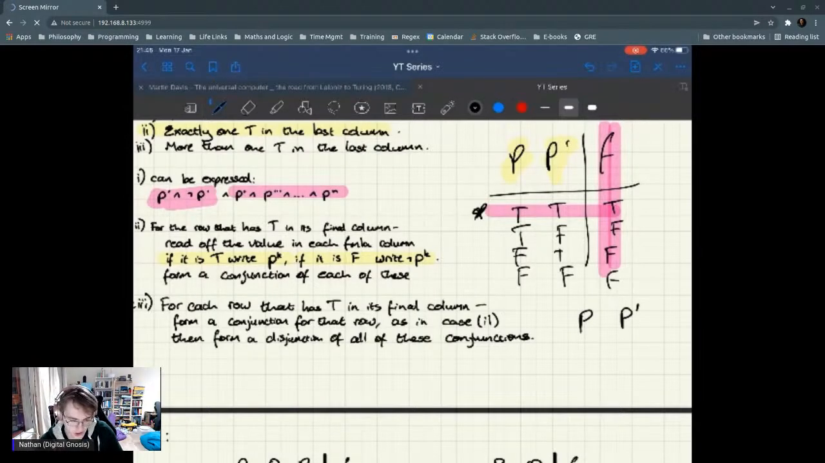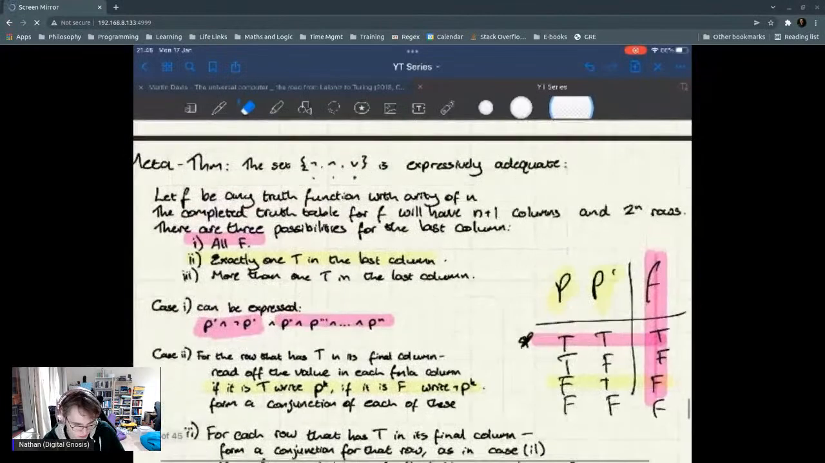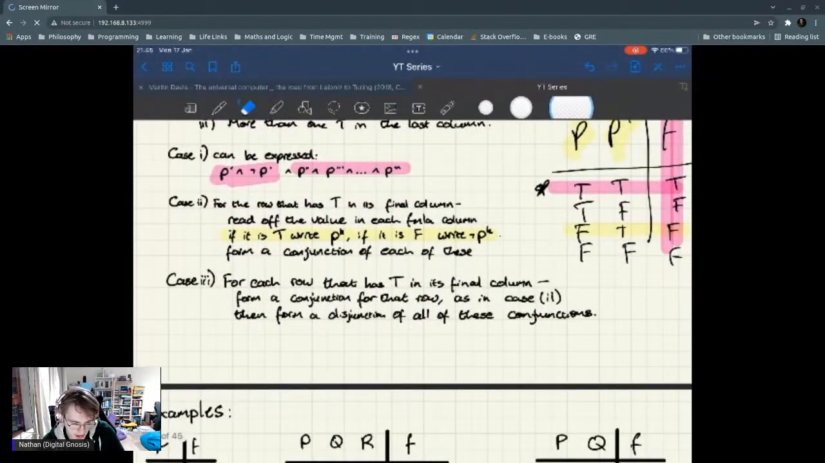And then what we do is we form a conjunction of all of those. So you can see how that would go if we had more, or let's say instead it was this row that was the true one. Well, what we do in that case is we would have our first one being not p, our second one being p prime, and we just AND them together like that. Okay, so thirdly, for each row that has our third case, I'll use a different color, blue.